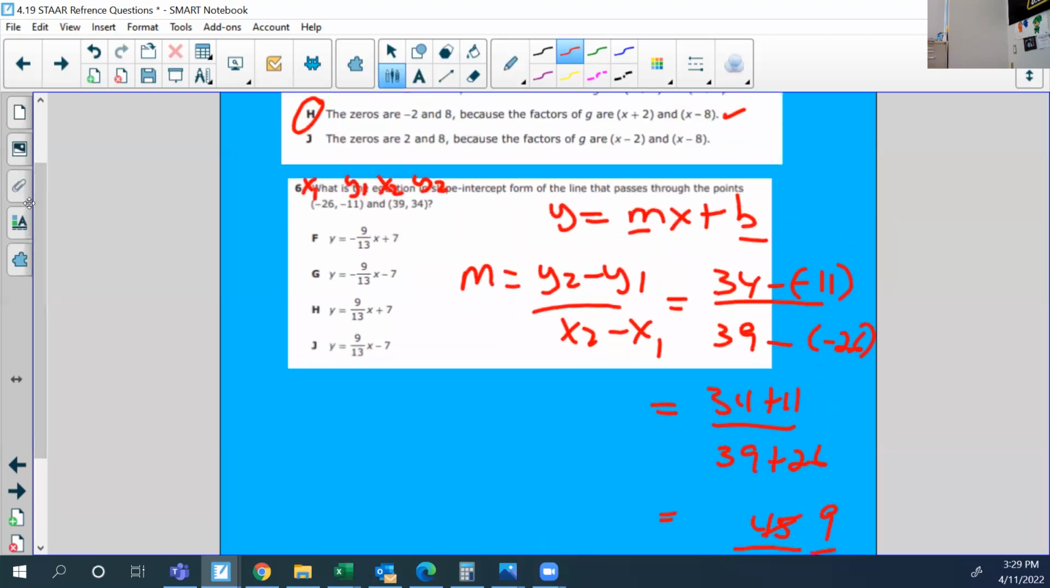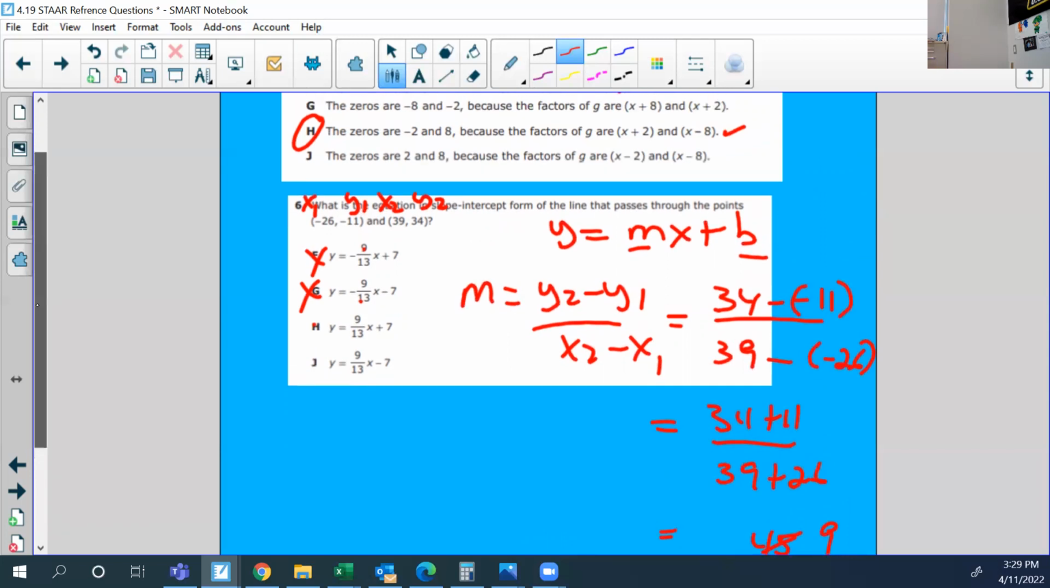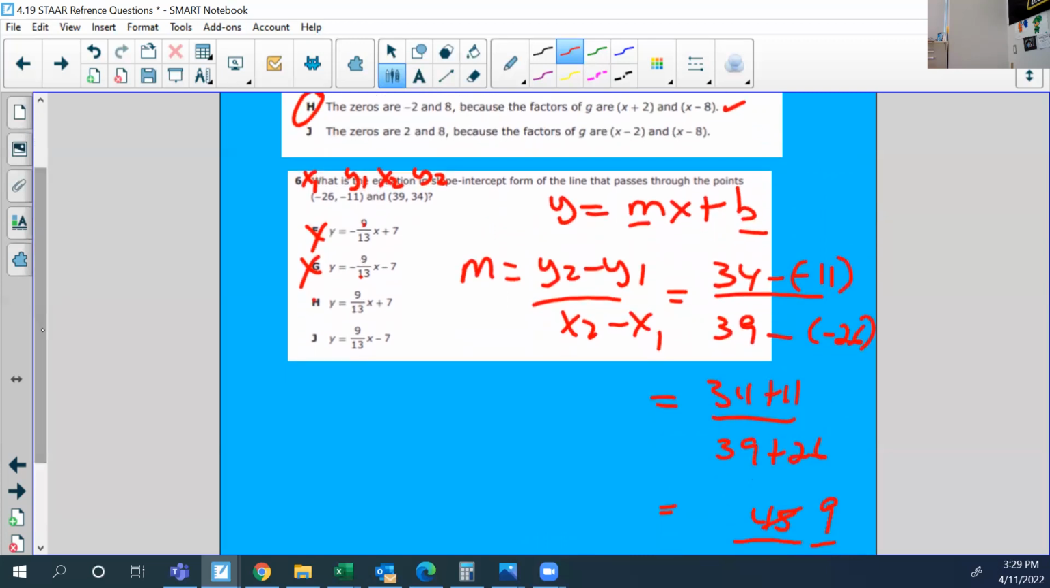Therefore, it's a positive number, so I can eliminate F and G because those are negative. I'm just left with H and J as my right answer. Now, to write this in slope-intercept form, we're going to have to write in point-slope form and then convert it to slope-intercept form.